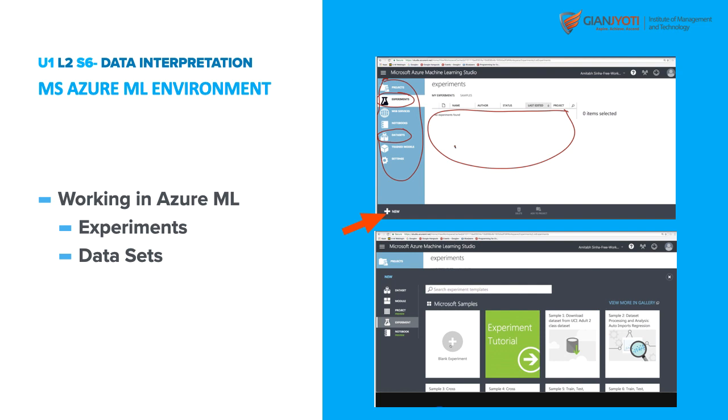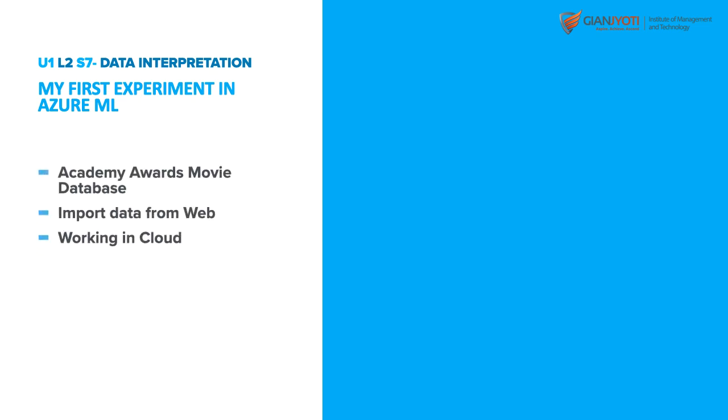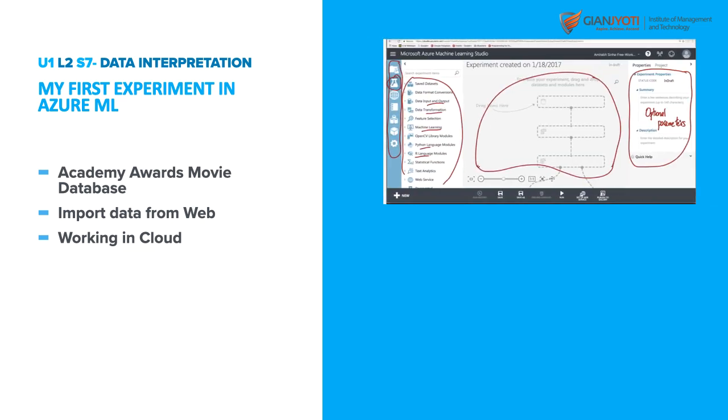Once you click on new, you get the second screen. In the second screen, you click the first option, which is blank experiment. Once you click on blank experiment, we'll start with our first experiment in Azure ML. Remember, we are working in cloud and you don't have to do anything on your hard disk. Everything will be taken from web and I'll be providing you all the URLs for that.